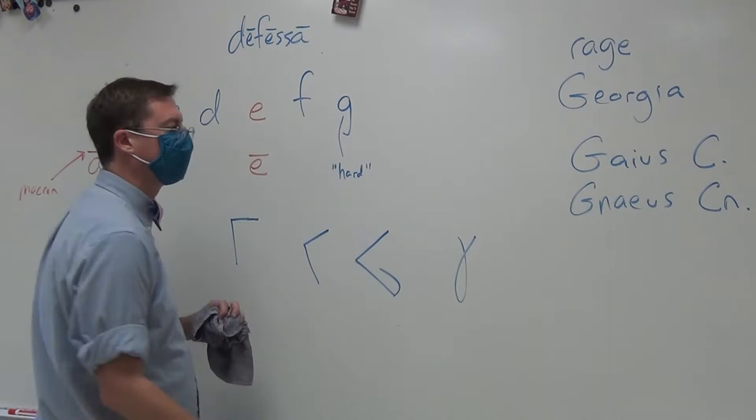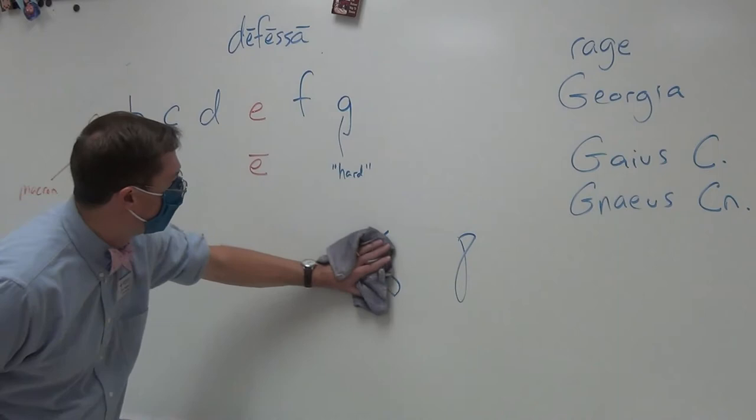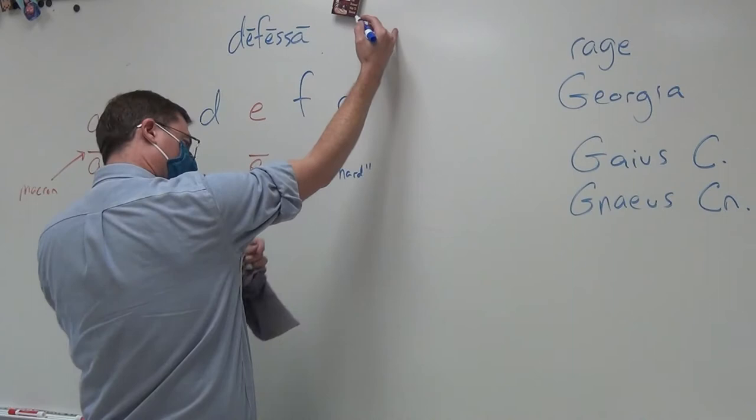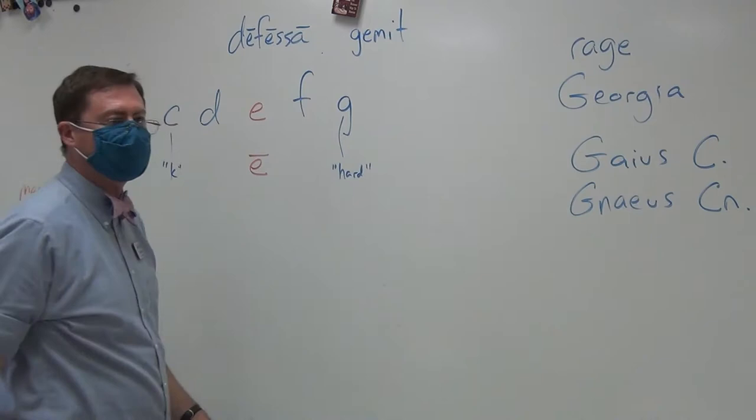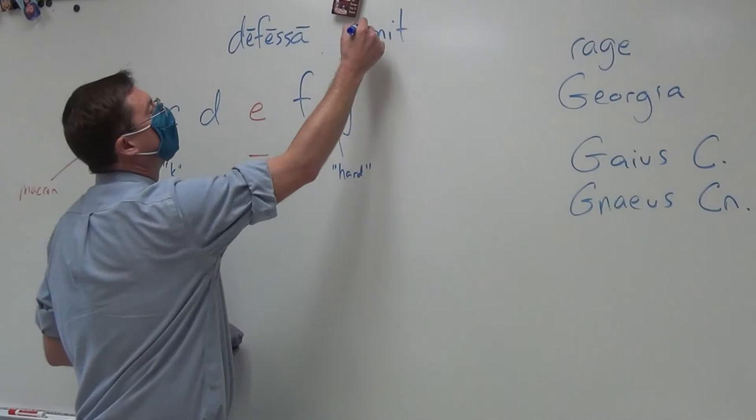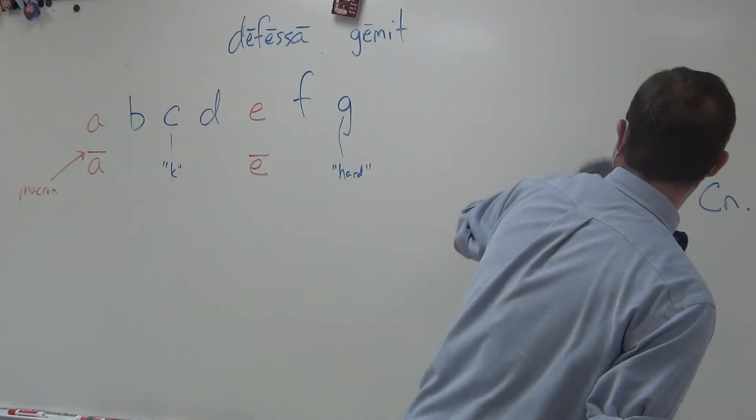So C's and G's are always a hard C and a hard G sound. Ga, ga, ga. And ka, ka, ka. Another Latin word we're going to learn within the first 10 chapters or so would be this word right here. Don't say gimmet. Don't say even gimmet, but gamet. A's are A's, E's are A's, and thus gamet. Ga, ga, ga. A hard G. Alright, so A, B, C, D, E, F, G.